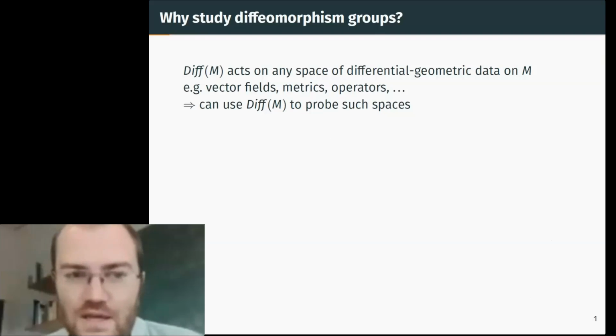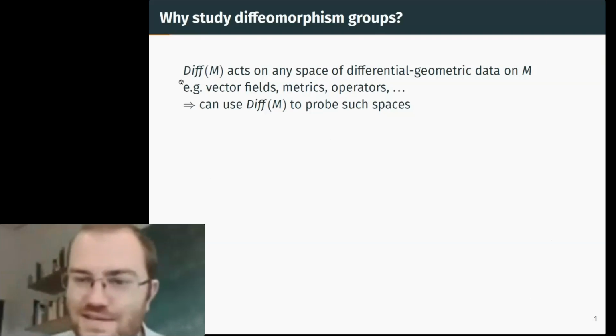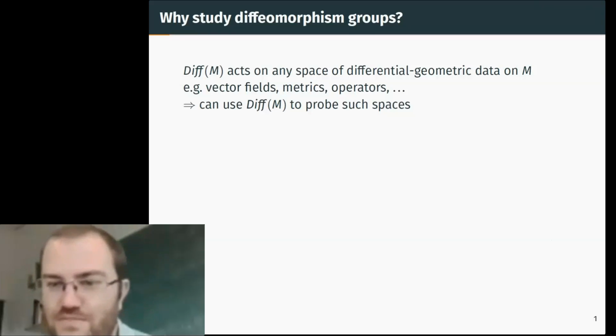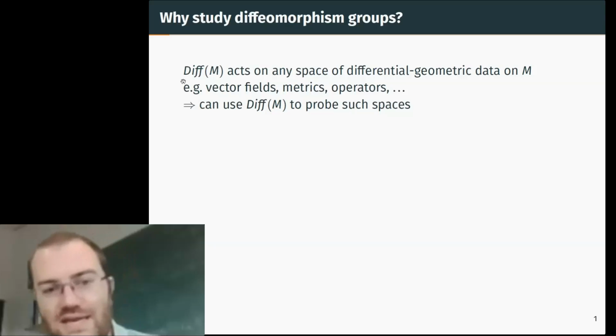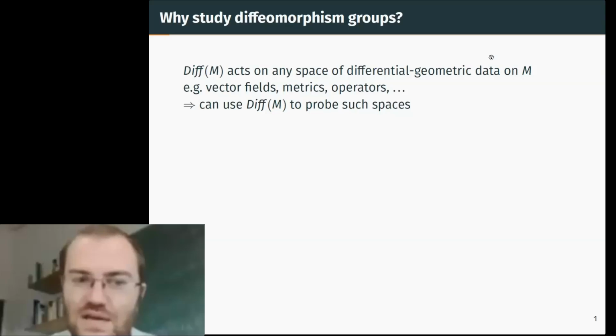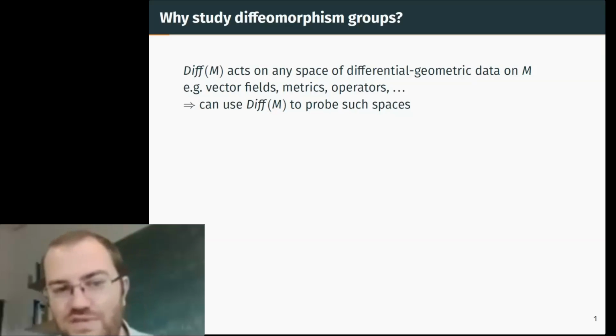If you're interested in smooth manifolds, as I think everybody in this center is bound to be, then you sort of have to be interested in their symmetries as well. Because any natural object you can think about associated to a manifold, such as perhaps vector fields on the manifold or Riemannian metrics on it or operators on it or anything like that, by virtue of being natural, they have an action of the diffeomorphism group. And you can use anything you know about the topology of the diffeomorphism group to probe spaces like that.